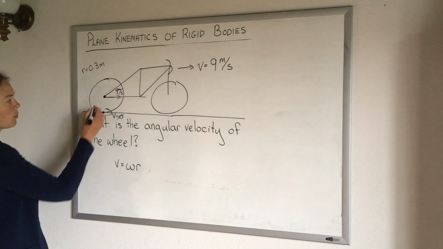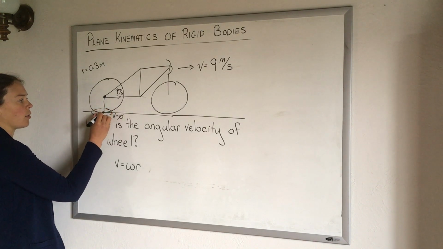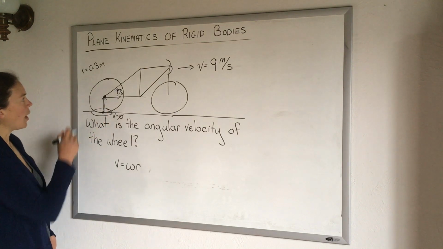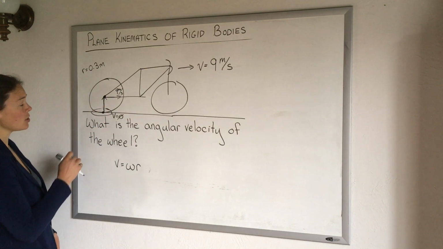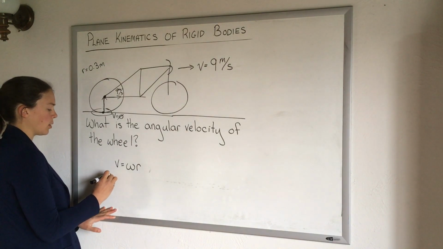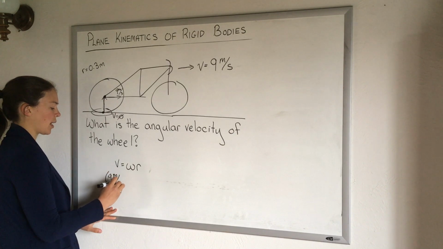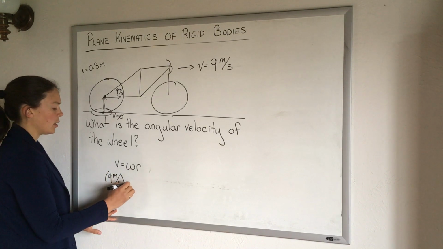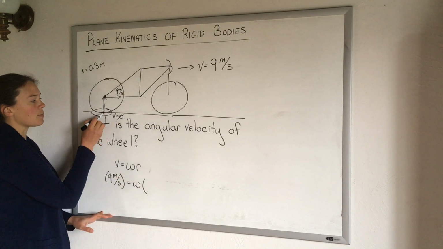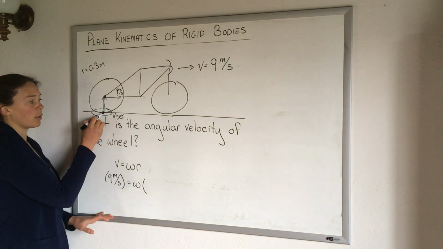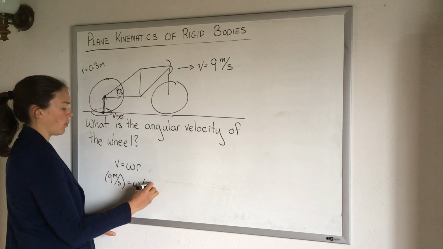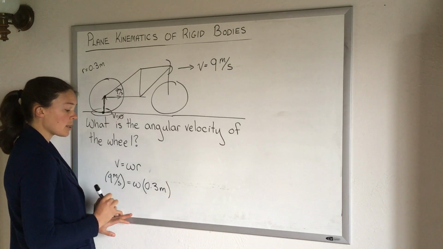And if that's true, then we just need to know the radius between the 0 velocity and the spot where it's moving, and that's going to be the same radius, 0.3 meters. And we can use that to figure out the omega. So plugging it into my equation, we know 9 meters per second there at the center of the wheel is equal to our unknown angular velocity omega times the radius between this point where we know 0 velocity and this point where we know 9 meters per second, which is 0.3 meters.